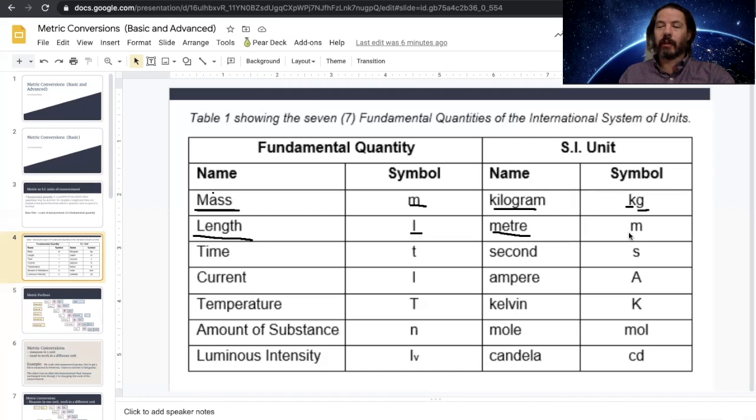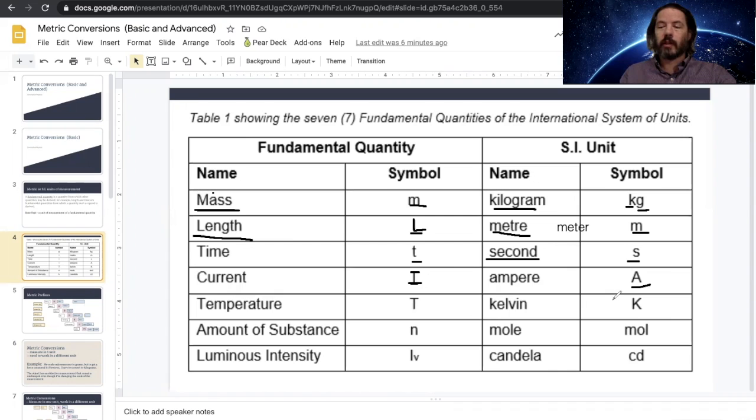There's the British spelling of meters. For time, we use the variable T for time and s for seconds. So seconds is what we measure time in. Current has the symbol I, that's a capital I actually, which is why I prefer to use the capital L for length, so that we're making a distinction between these two. And we measure current with amperes. We will get to that at the end of this year.